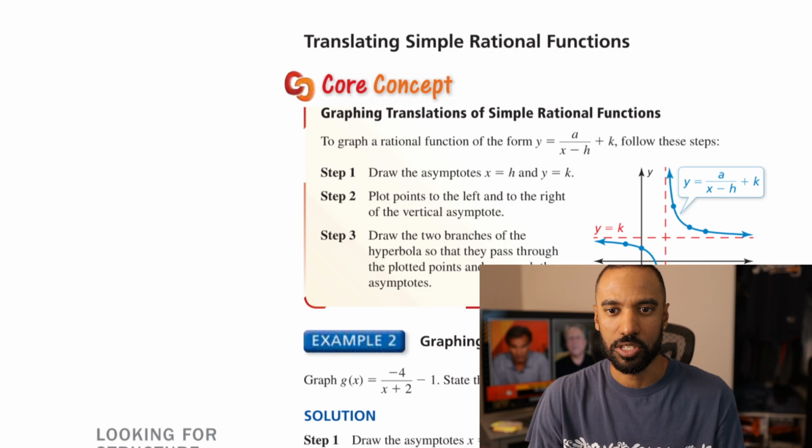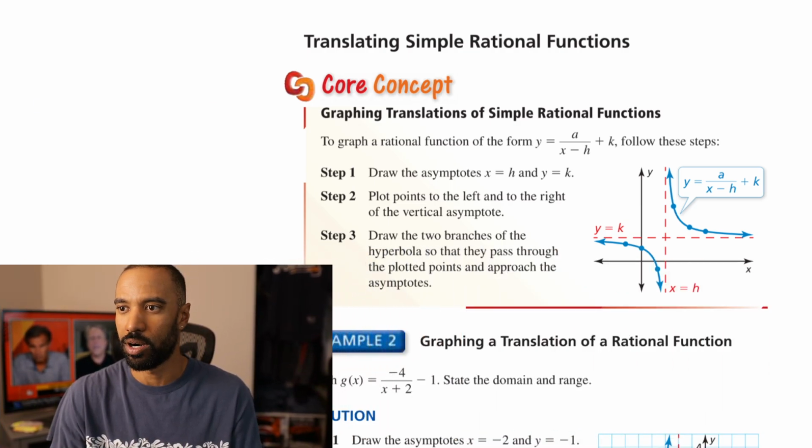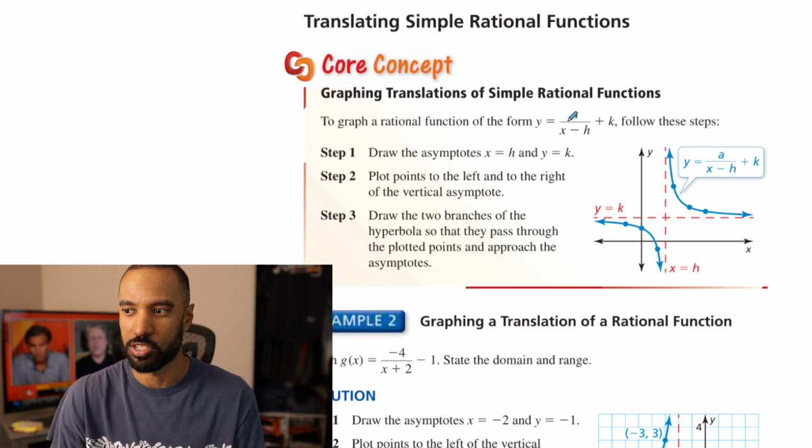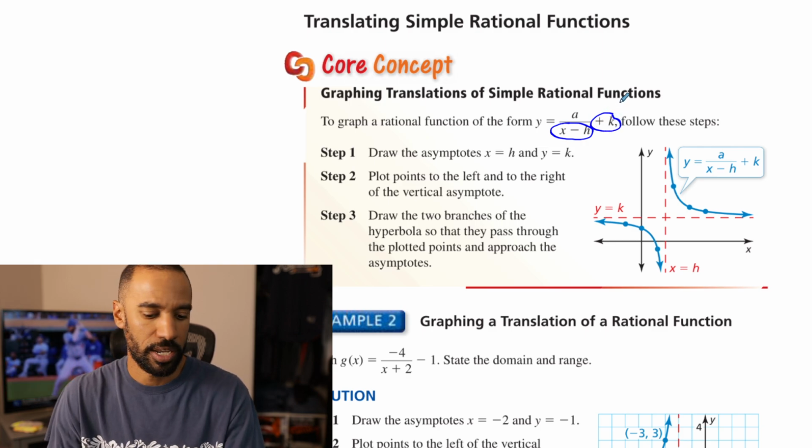Let's talk about translations with h and k. When they appear in this format, it's the same as they ever were. H is always subtracted from x. This time it's in the denominator. And k is always added to your function, whatever it is. So plus k. So your translation can be h, k.